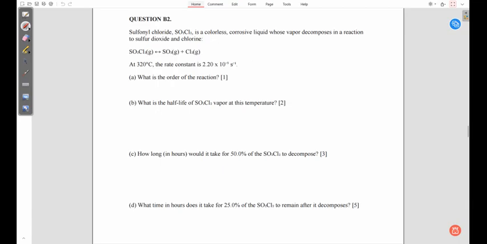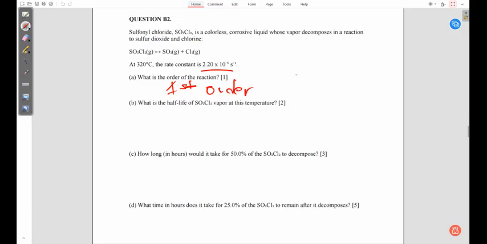So what are we asked now? We're given the rate constant is 2.20 times 10 to the power negative 5 second negative. What is the order of the reaction? There's a shortcut route that we go by: by just looking at the units here, whenever you see a second negative alone, the order of the reaction is first order. Nothing more, nothing less.